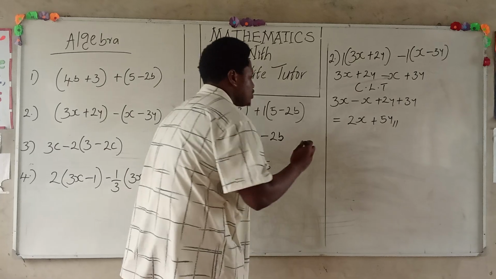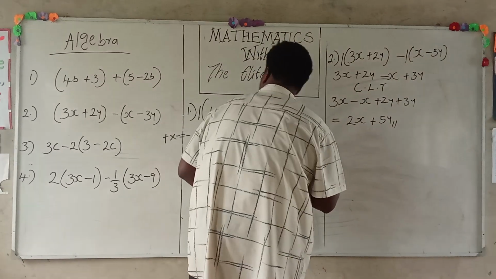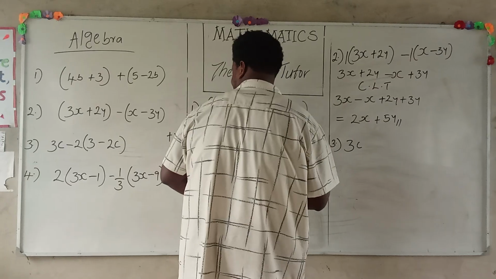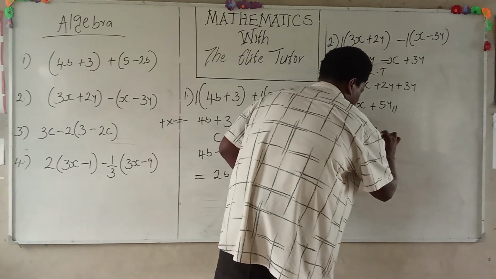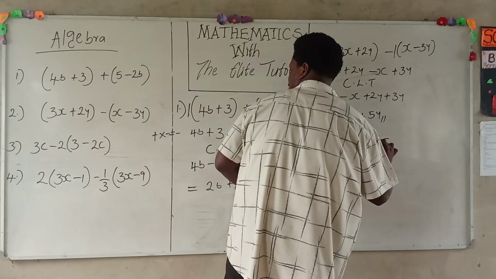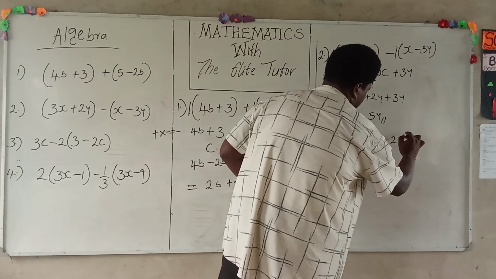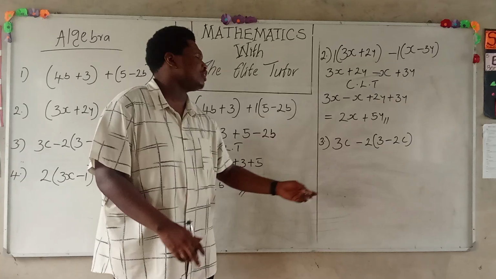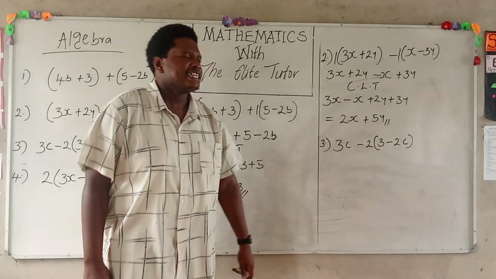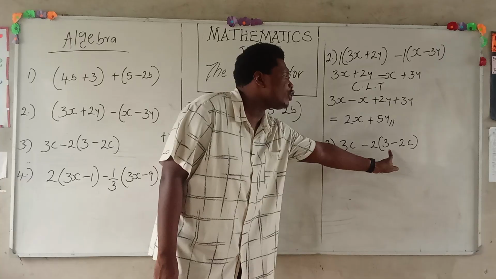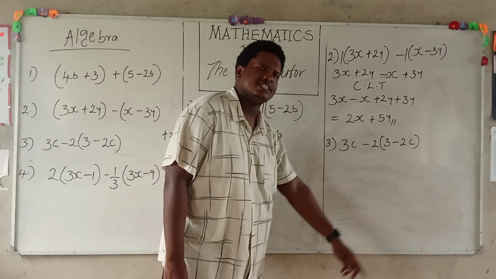Now we have the third question. The third question we have 3c minus 2 into 3 minus 2c. Now at this point, the first thing we are going to do is try to open the bracket. Now if you look at this, you see that this is 2 into 3 minus 2c.